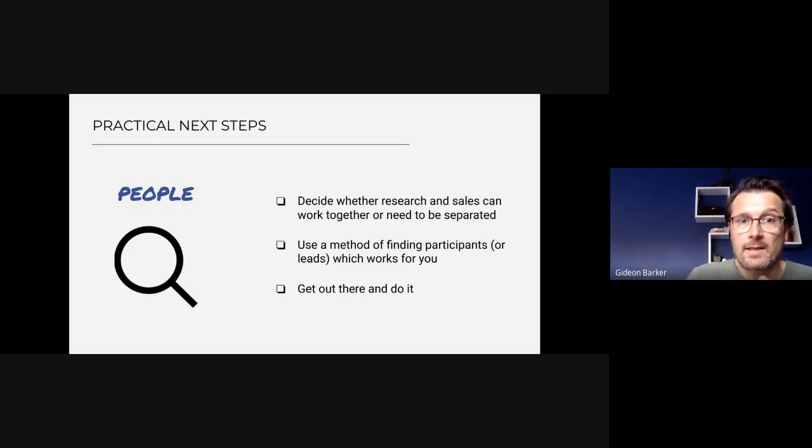I think use a method of finding participants, or in the case of a sales research combo, the leads, and figure out what works for you. What's the best way of finding the right people for you? And I guess just go out there and do it. I think it's worth giving it a go. If you can get the right kind of questions, deliver that in the right way and find the right people, then you're certainly much more than halfway there to doing some good research.